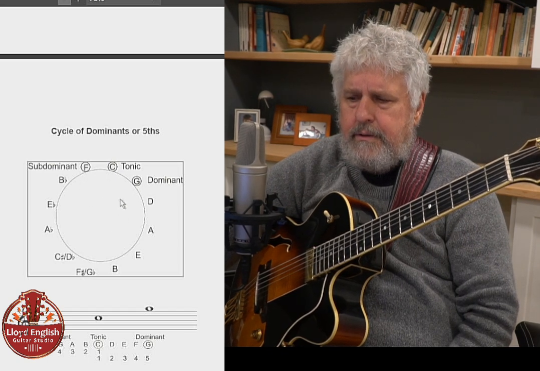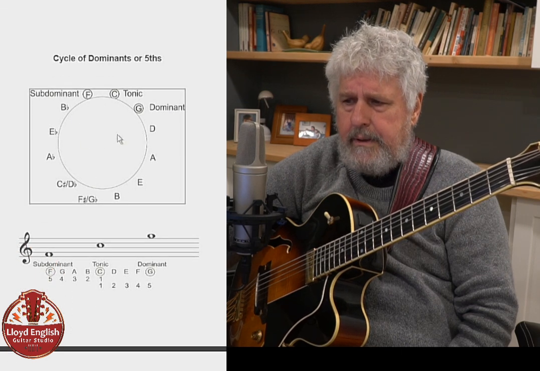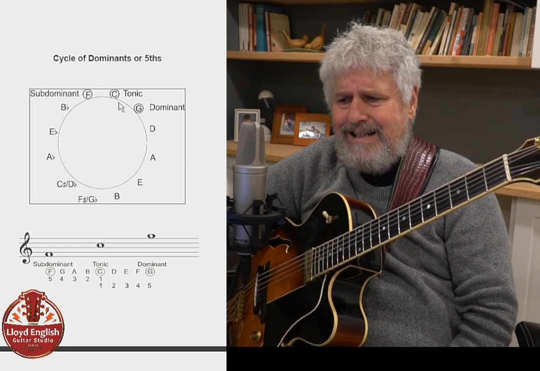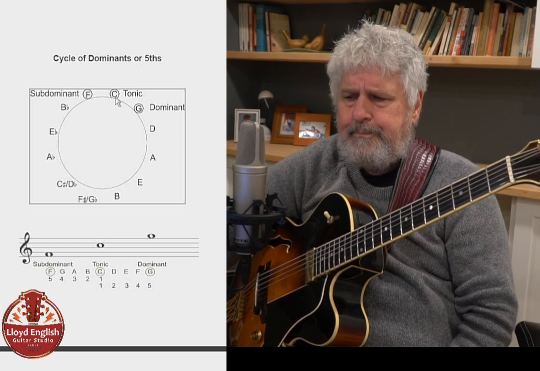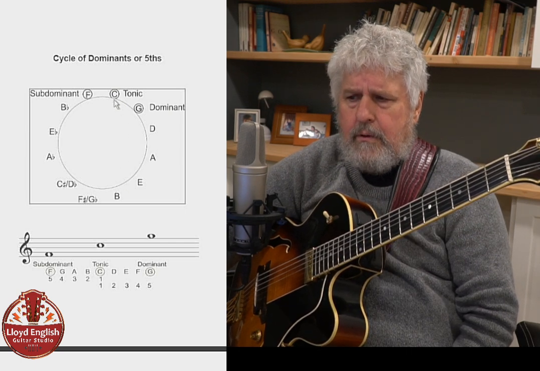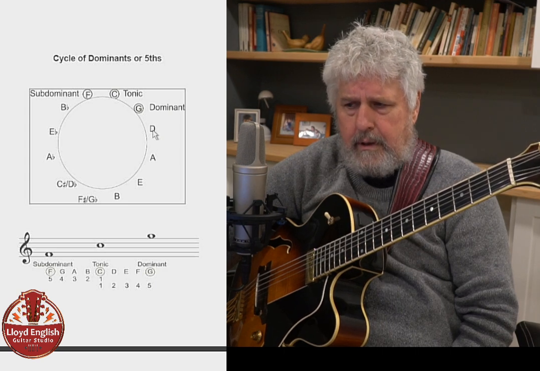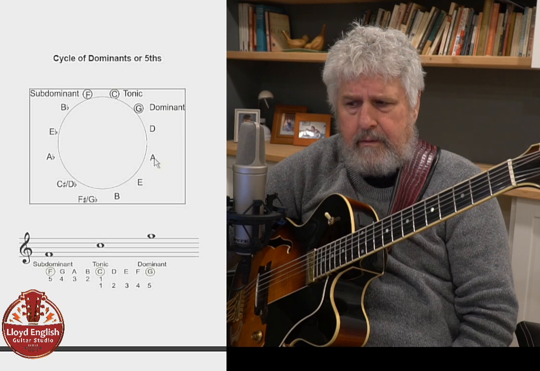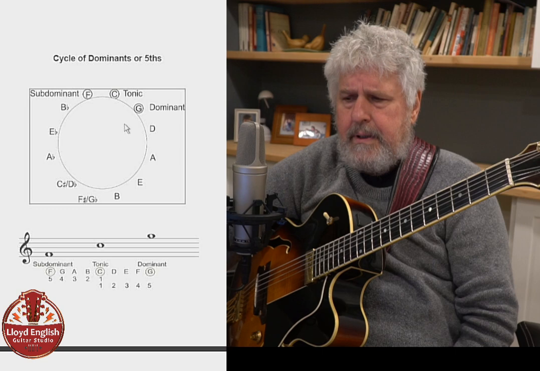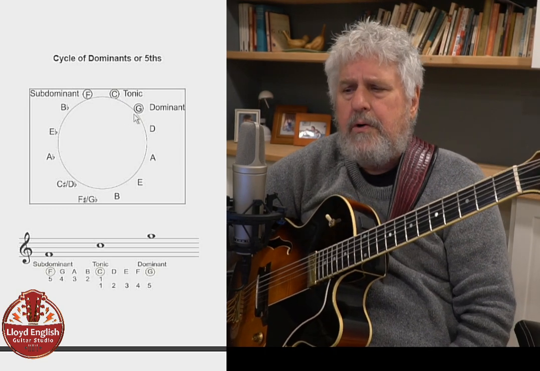Here I just have a diagram of the cycle of dominance. This is another way to do it. This is actually really easy when you do it this way. If you just count through fifths, you go C, D, E, F, G, 1, 2, 3, 4, 5, G, A, B, C, D, 1, 2, 3, 4, 5, D, E, F, G, A, 1, 2, 3, 4, 5, A, B, C, D, E, 1, 2, 3, 4, 5. So this is called a cycle of fifths because all of these notes are a fifth apart.